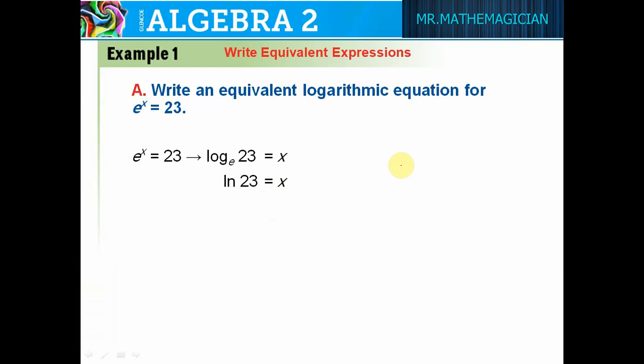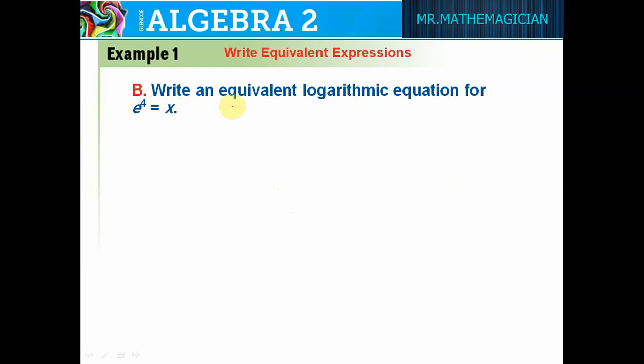Another method we can do it this way. e to the x equals 23. I can take ln of both sides, so ln e to the x equals ln 23. Since we know that ln and e are inverse functions, they cancel each other, so x equals ln 23. So the answer is ln 23 equals x.